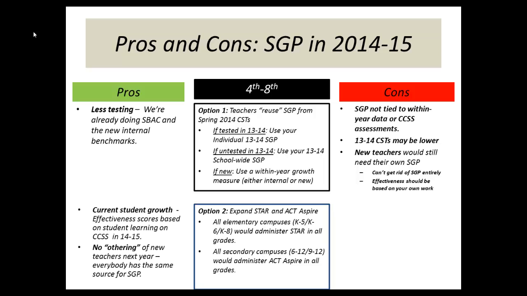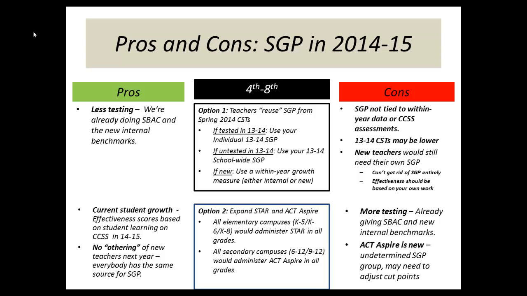The pros for option 2, which are expanding STAR and ACT for everyone, are sort of the reverse of that. So we would have a sort of current year student growth measure based off the Common Core standards, based off an assessment that actually tested those standards next year, and there wouldn't be this othering where new teachers were sort of using one system and veteran teachers were using another. On the other hand, it would mean more testing.